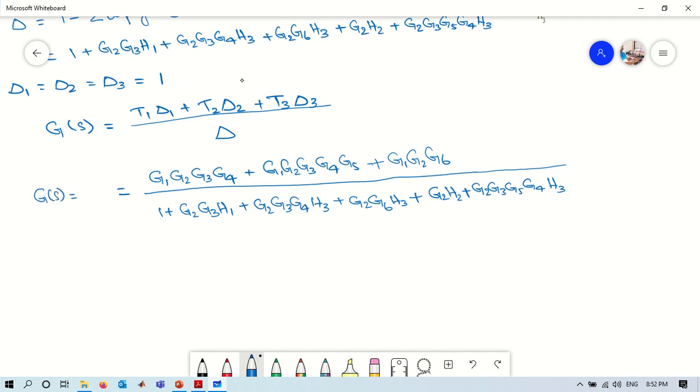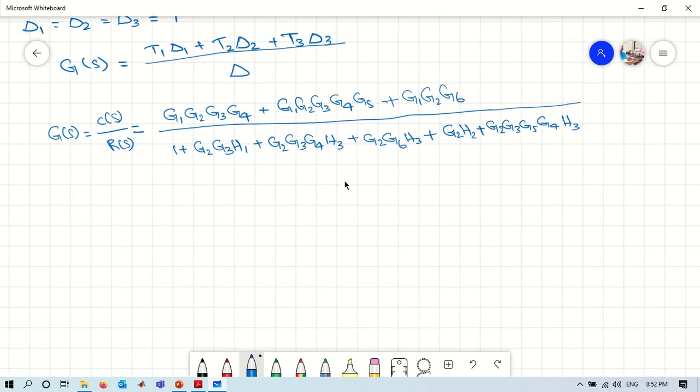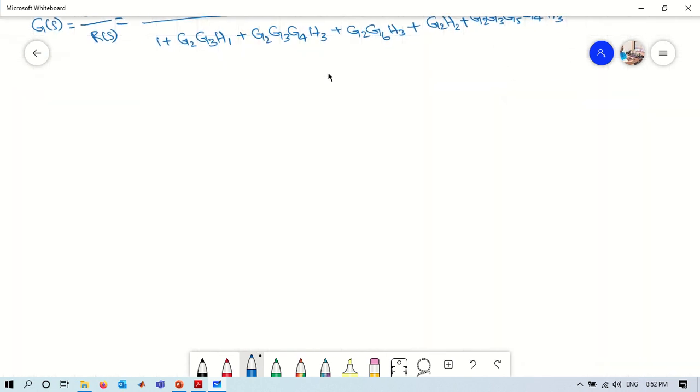That is C of S upon R of S of the given system. If you want to verify this using a block diagram technique, I can construct a block diagram for the given signal flow graph and simplify it to compute the transfer function. So that also we can try out here.